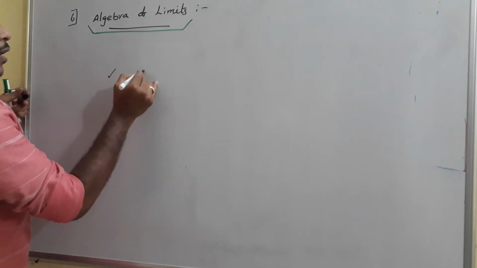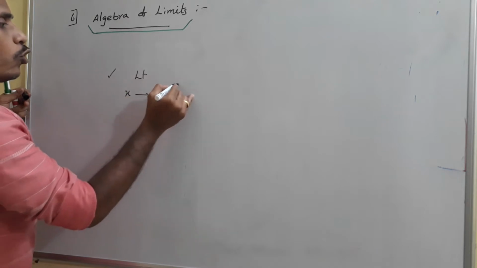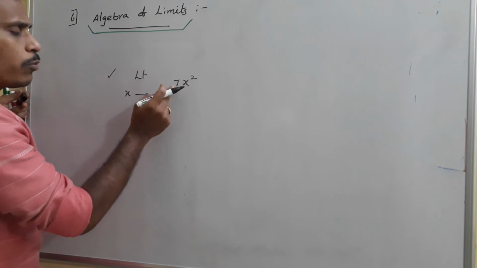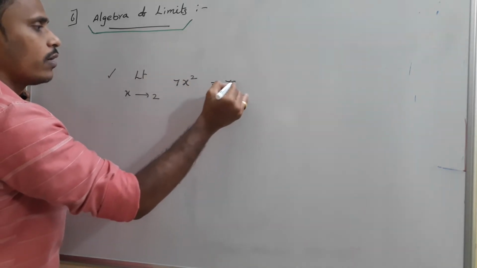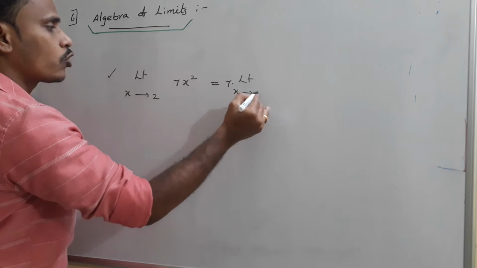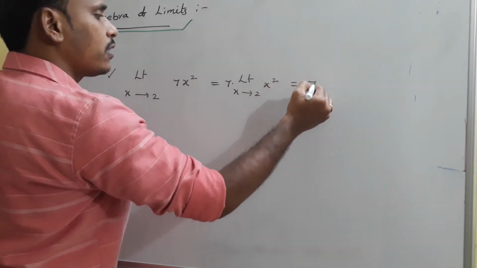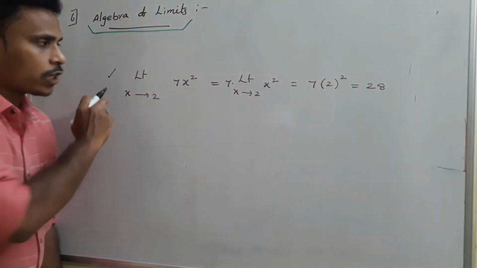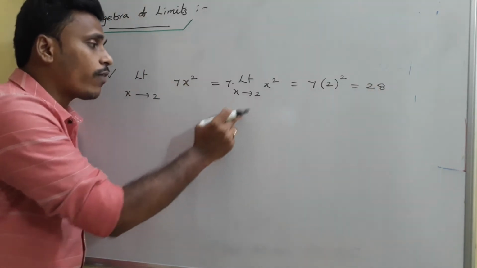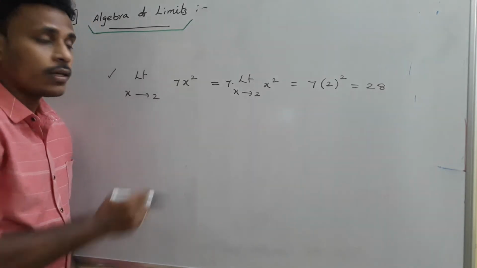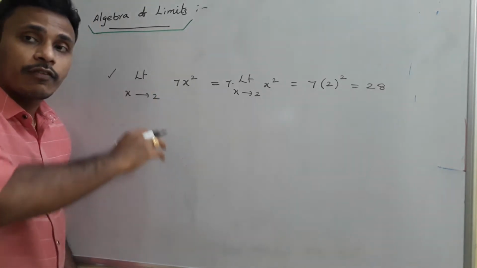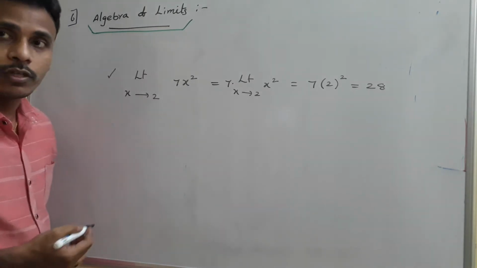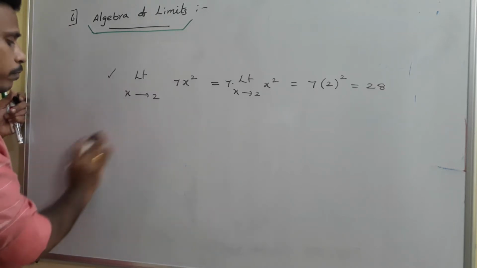Suppose I have limit x tends to 2 of 7x square. As per algebra of limits we have a chance to write this 7 out: 7 into limit x tends to 2 of x square, and that is equal to 7 into 2 square, and that is equal to 28. Actually the task is simple, but this way of expression is very important. If you know this way of notation, it helps us in solving different problems. That's what I am saying.